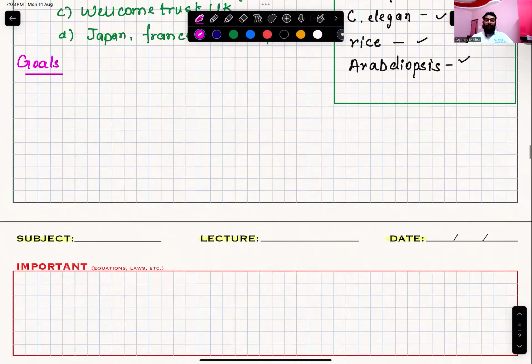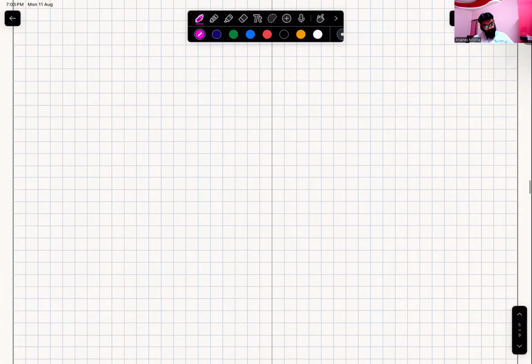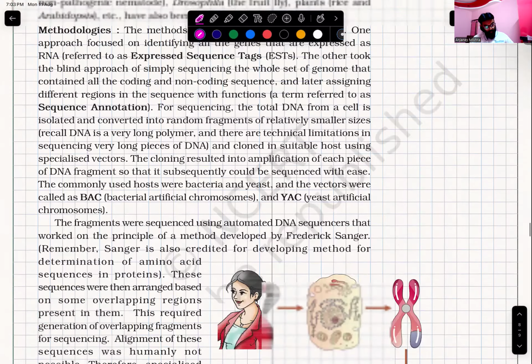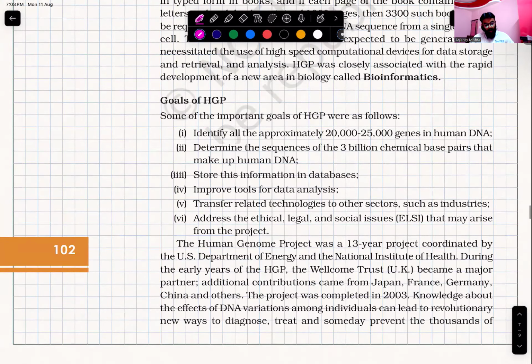What were the goals? Let's talk about the goals. Should I write it down or should I just read it out? I'll read it out. This is the salient features. Goal is not there, yeah? Goals are there.